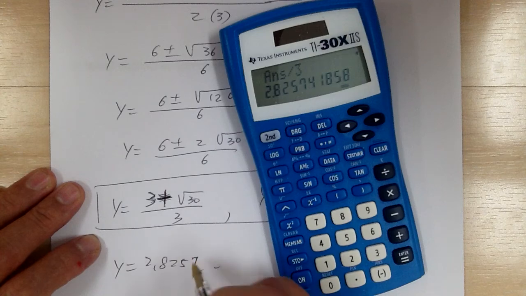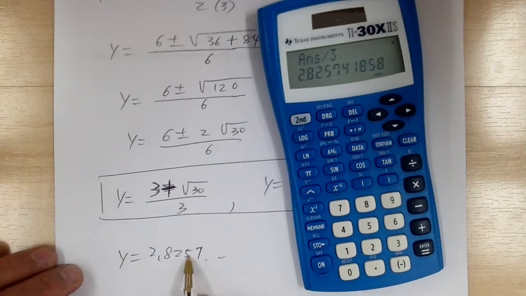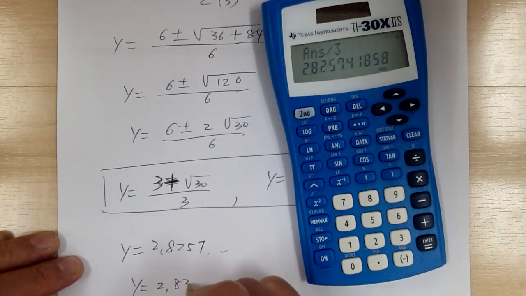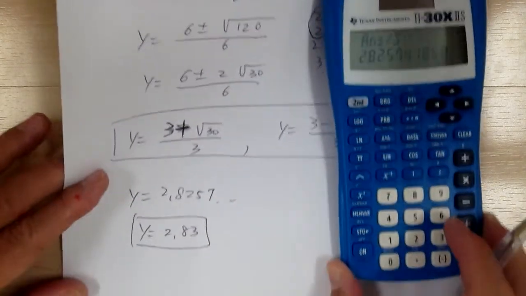2.8257, whatever. Okay, and then you want it to the nearest hundredth. So this is the tenth, this is the hundredth. Now because this is a 5, you have to round it up. So y equal to 2.83. Okay. So that's one answer for that.